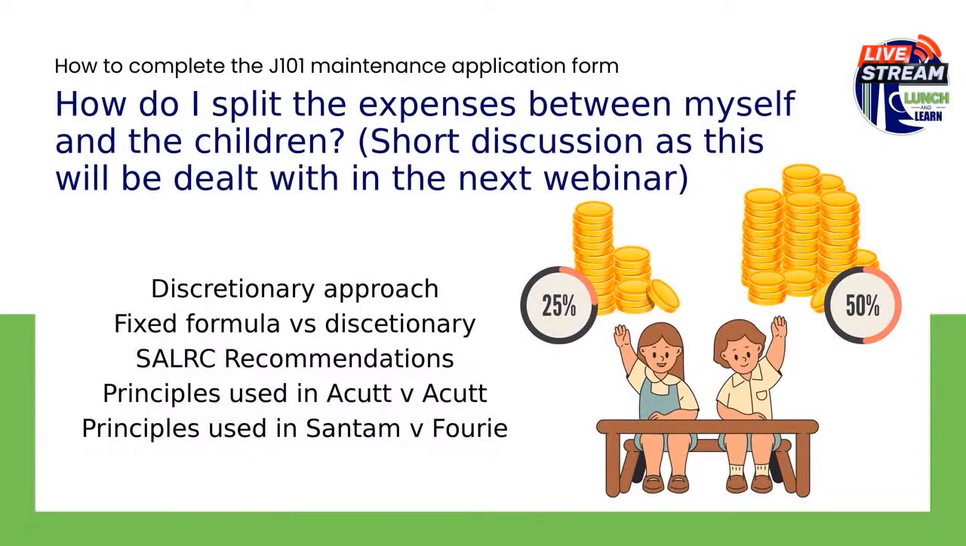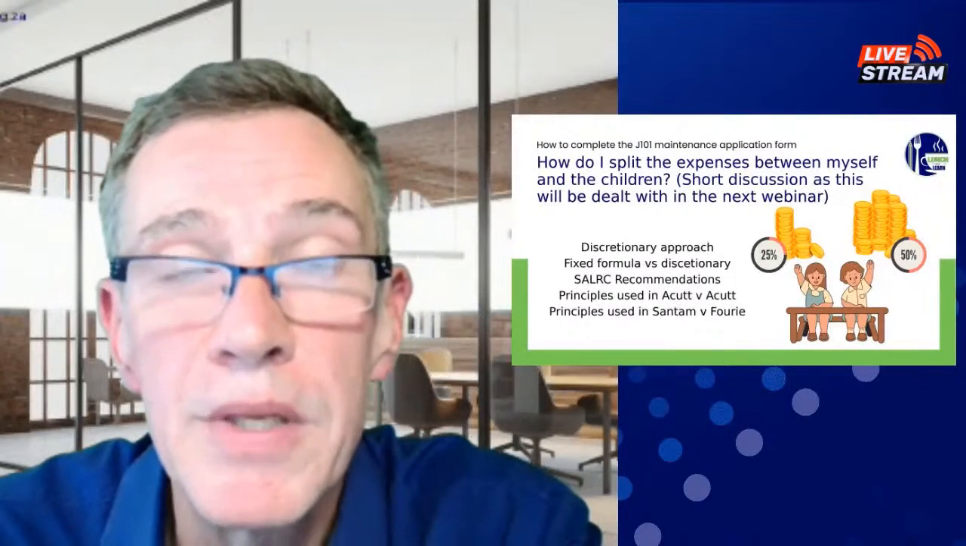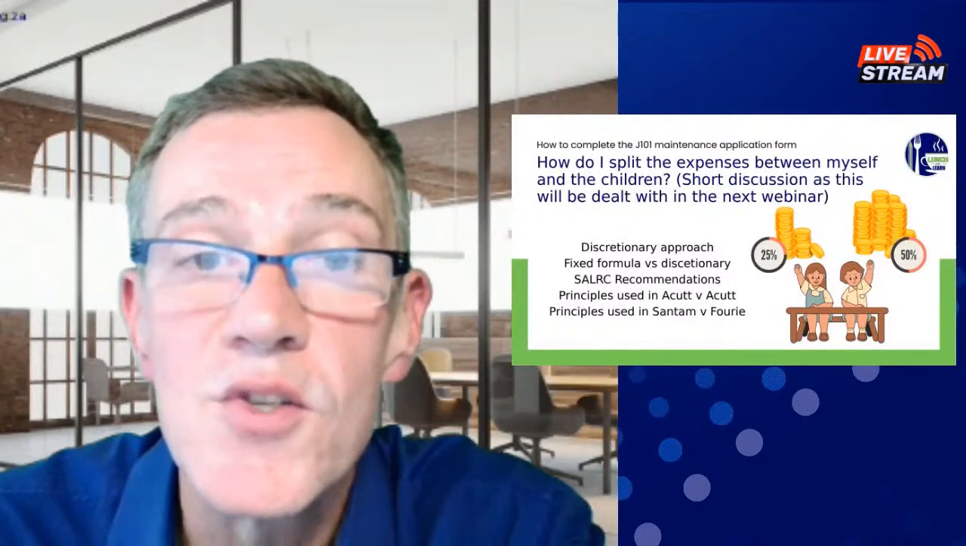So, like I said, how do we split the expenses between yourself and the children? We're running out of time. We're already just about an hour. It is a discretionary approach. There is not a fixed formula, but we use the principles of A Good versus A Good, as well as the principles of Seldon versus Fourie. That is what we use, but that will be discussed in the next webinar.